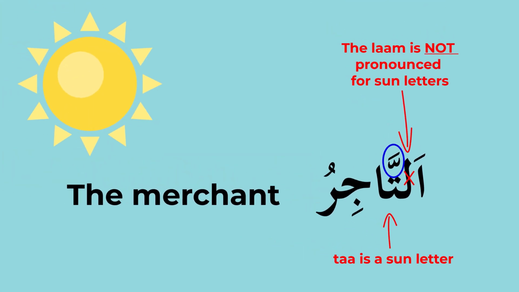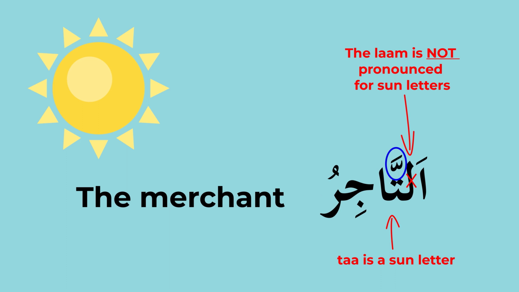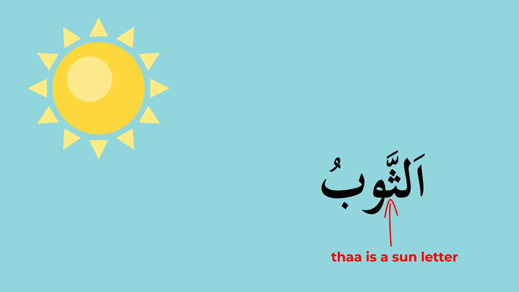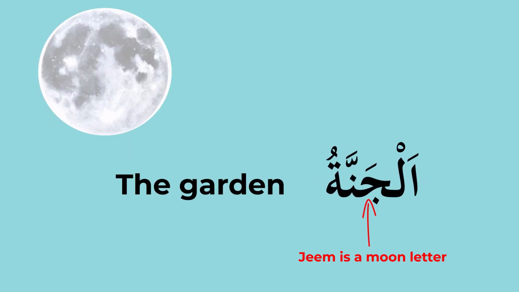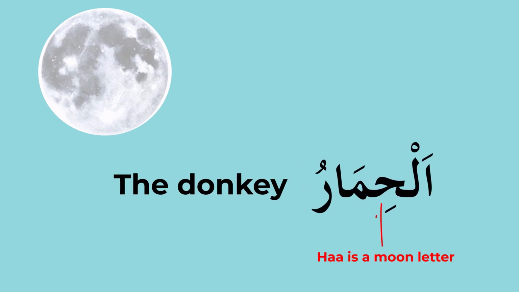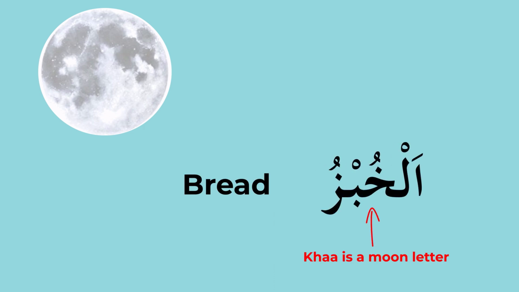So, brother, whenever there is a sun letter, you will not pronounce the lam. Tha, what is the noun given? Athawbu. Dress. Athawbu. Then we have jim, brother. You will pronounce the lam. Al-jannatu. The garden. Are you with me, brother? Now, then there is ha. Al-himar. And then there is kha. Al-khubzu. Bread. Are you with me, brother?